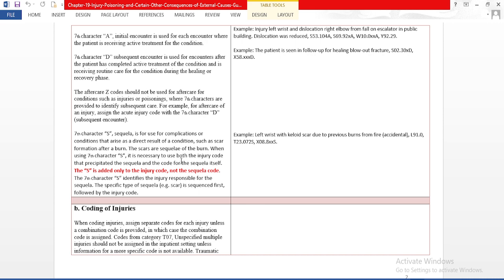Seventh character S, sequela, is for use for complications or conditions that arise as a direct result of a condition, such as scar after a burn. When using seventh character S, it is necessary to use both the injury code that precipitated the sequela and the code for the sequela itself. The S is added only to the injury code, not to the sequela code. The seventh character S identifies the injury responsible for the sequela. The specific type of sequela is sequenced first, followed by the injury code.